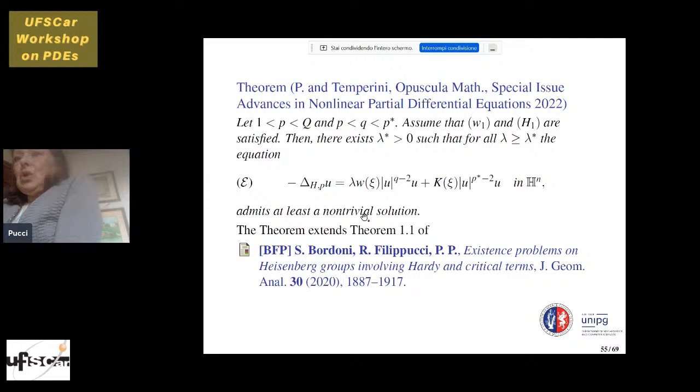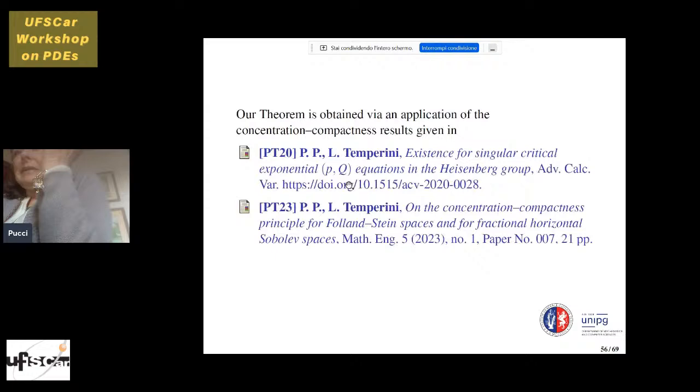non-negative, provided there is a threshold greater than or equal. And this theorem extends the previous theorem of mine obtained with different co-authors and different PhD students. Okay, so this is the case, as I said, Q bigger than P. So the theorem is obtained by the application of the compactness principle, which I already cited. We give this paper, and this paper, which is dedicated to the memory of Professor Peral.